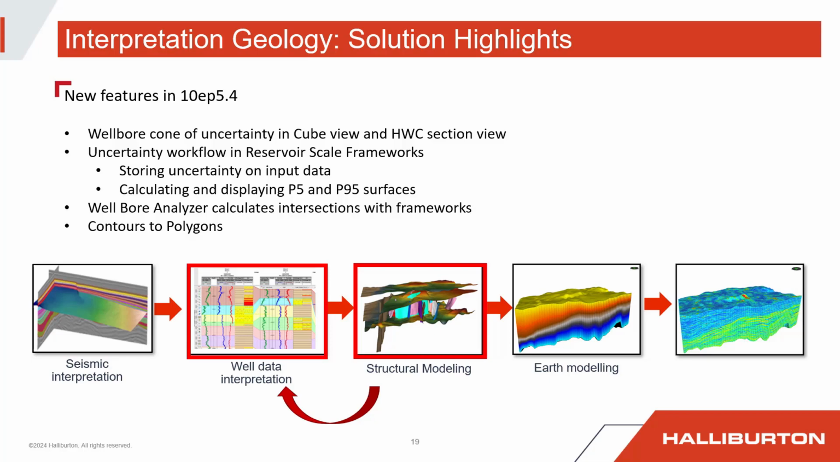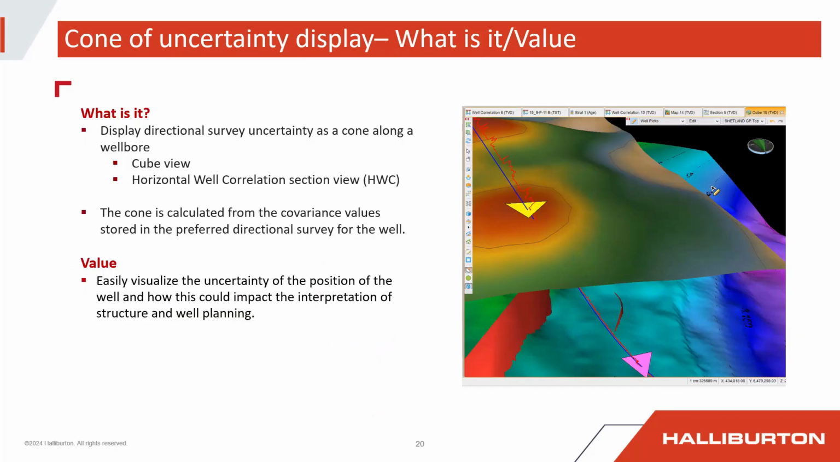A cone of uncertainty can be displayed along the well paths in the cube view, wellbore view, and horizontal well correlation view. The cone is drawn using the covariance values stored in the preferred directional survey for the well. These covariance values can be calculated in well planning or Compass and transferred to the OpenWorks wells database. This allows us to visualize the uncertainty of the position of the well and how it could impact the interpretation of structure and well planning.